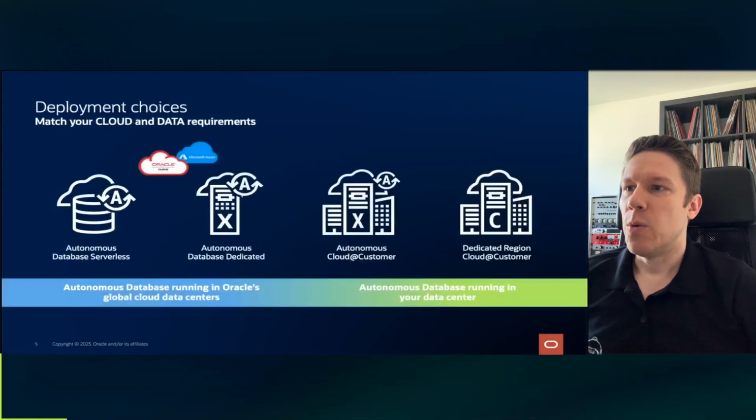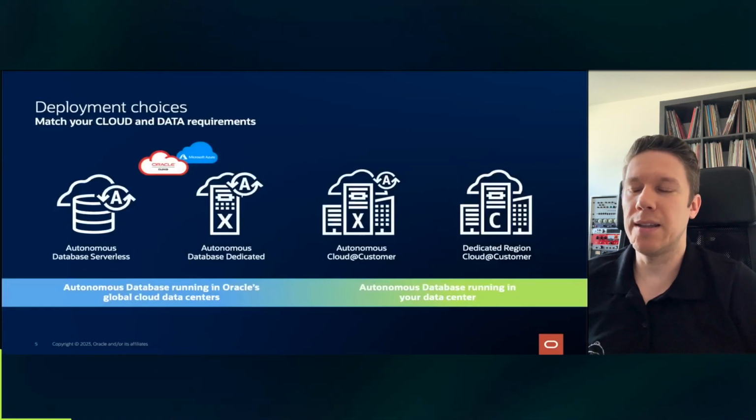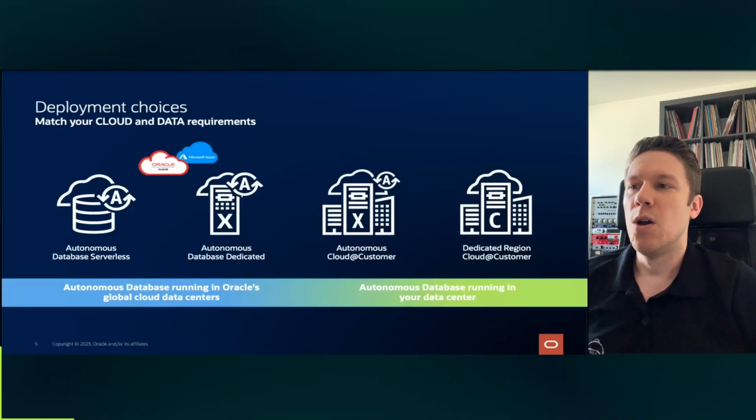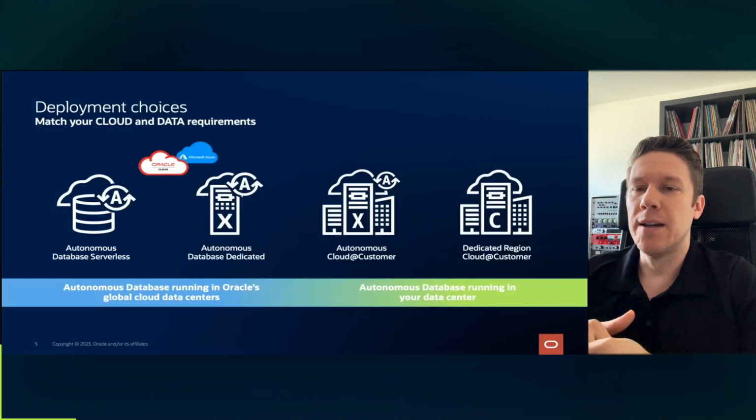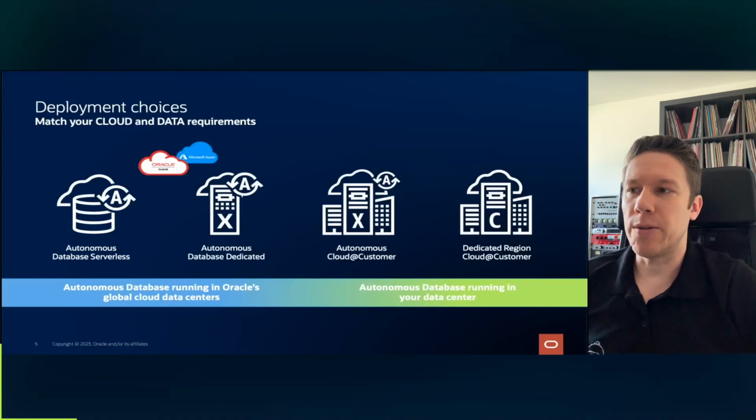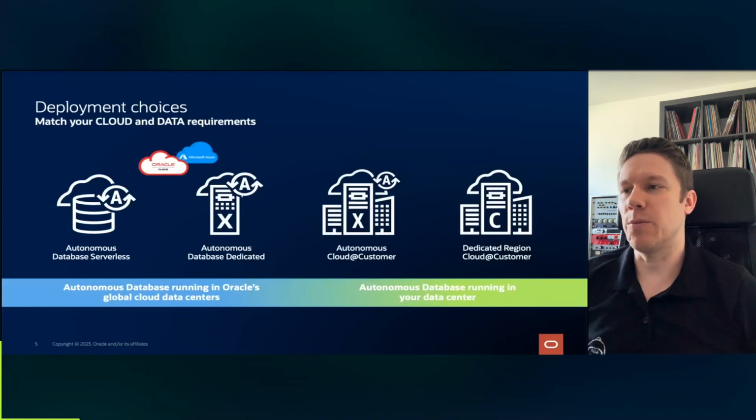And we have different deployment models of Autonomous. So we offer it, of course, in the public cloud in OCI. There we have the Autonomous Database Serverless and Autonomous Database Dedicated. But we also offer Autonomous Database in the customer data center as Autonomous Cloud at Customer, where we basically ship an Exadata to the customer data center, but also with Dedicated Region Cloud at Customer, which is more or less a complete OCI infrastructure at the customer data center.